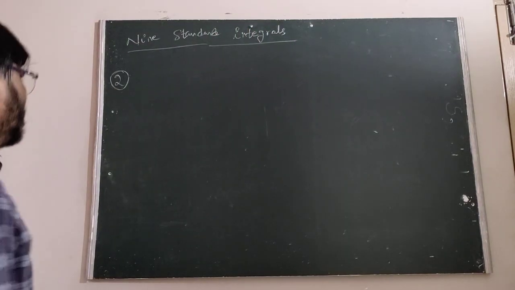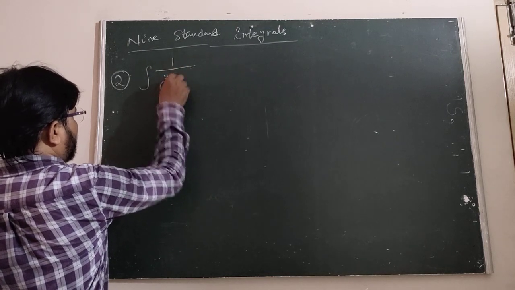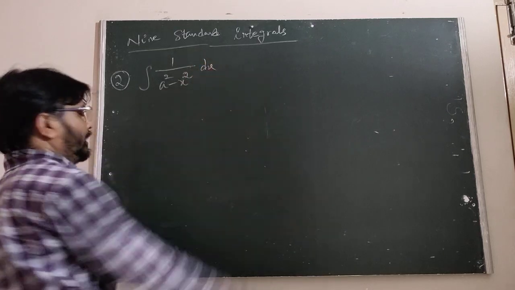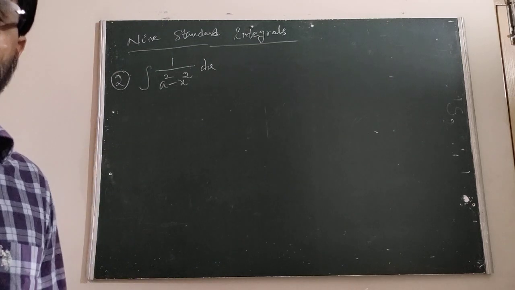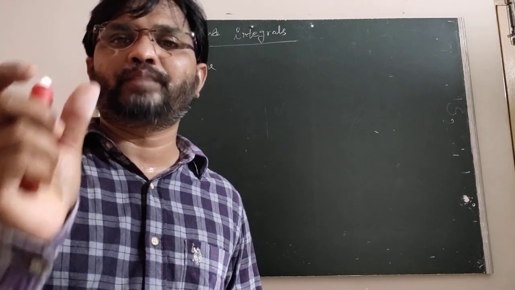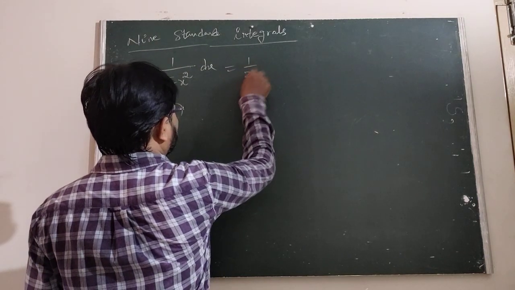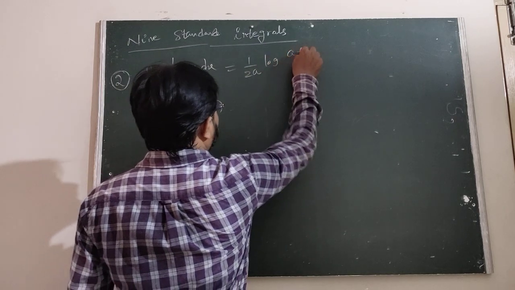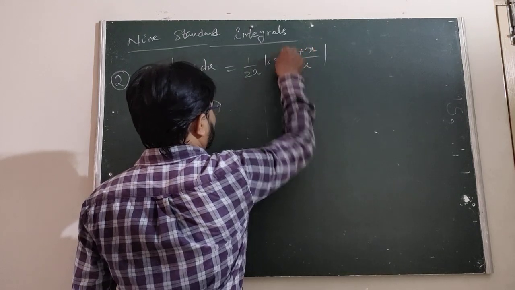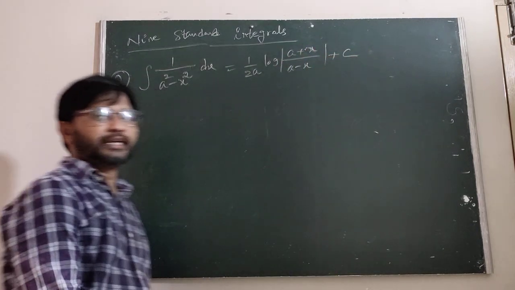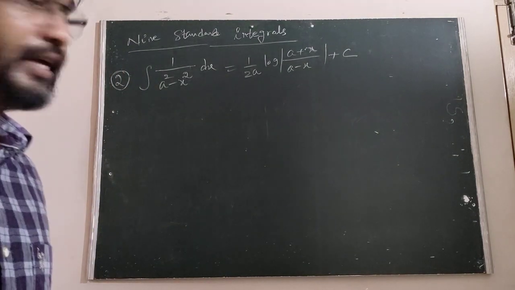The second one: evaluate the integral of 1 upon a squared minus x squared dx. The integral of 1 upon a squared minus x squared dx is 1 by 2a log mod of (a plus x) upon (a minus x) plus c. That is, 1 by 2a log mod of a plus x by a minus x. These are very important 9th standard integrals. So this is the form 1 by 2a log mod of a plus x by a minus x.